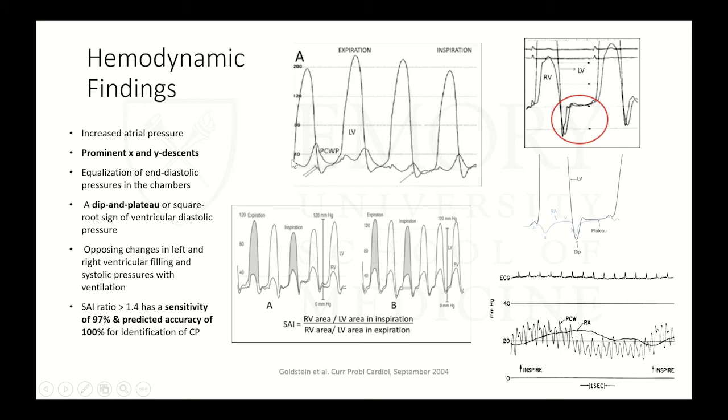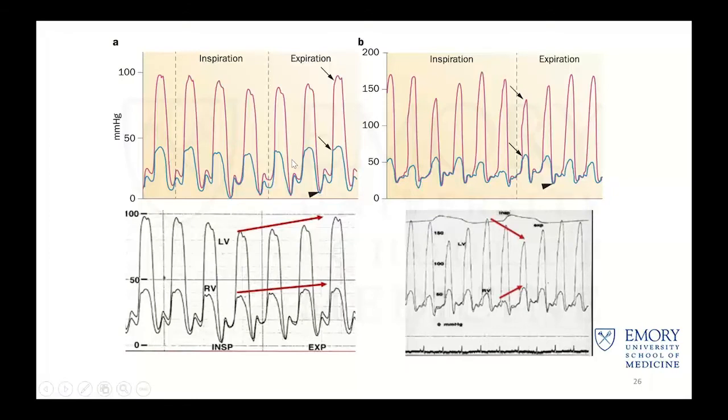increased gradient during expiration. Now, the difference between restriction and constriction, if you want to remember it this way, is discordance and concordance of the LV and RV pressure. On the left side, you see a patient with restrictive cardiomyopathy that has concordant changes, drops and increases in LV and RV pressure, and the patient on the right side has clear ventricular interdependence.